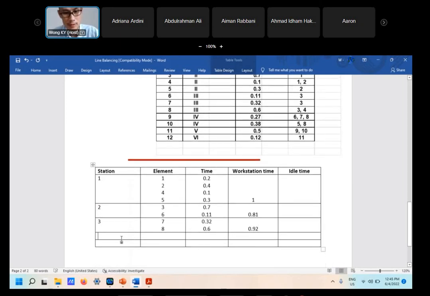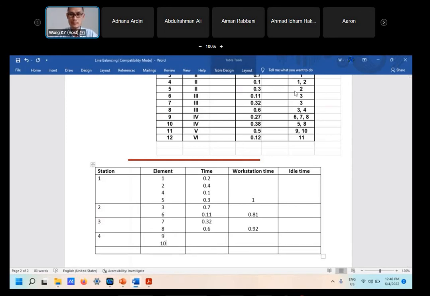Okay, for workstation 4, anyone has the answer? Saiful, Ayman, 9, 10. Abdurrahman Ali also says 9, 10. Okay, correct. 9 has an element time of 0.27, 10 has a time of 0.38. So this will give us 0.65.